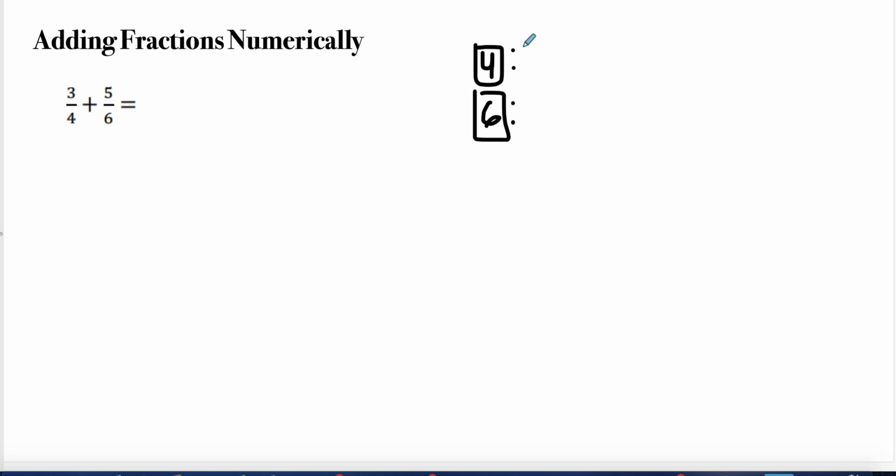So skip count by 4: 4, 8, 12, 16. Just going to skip count out a little bit. Now for 6: 6, 12, 18. And I can see that the least common denominator, or the least common multiple, is 12.